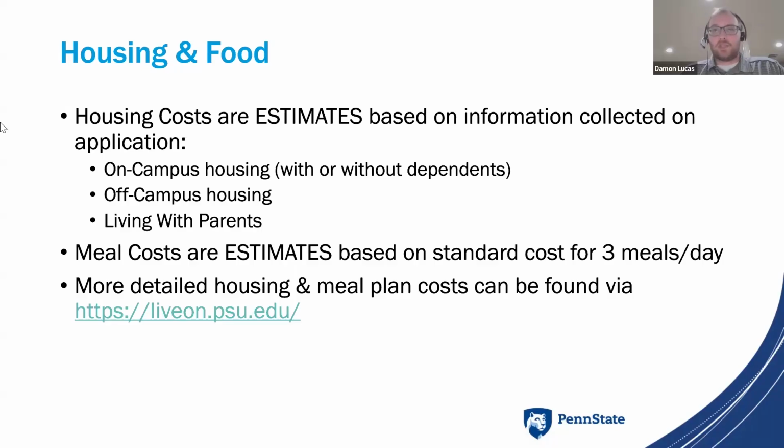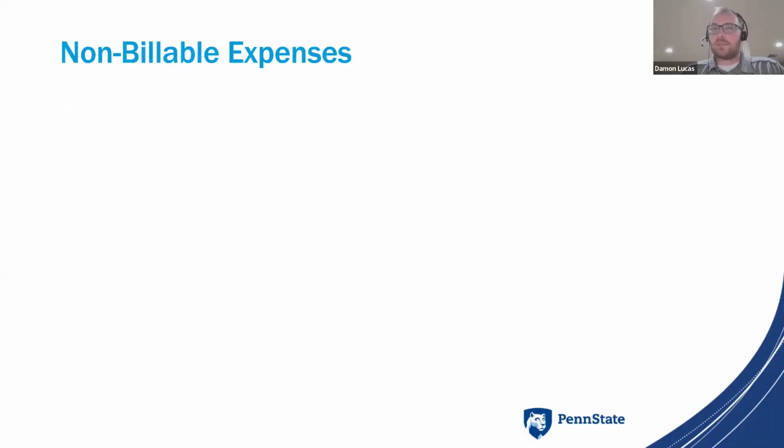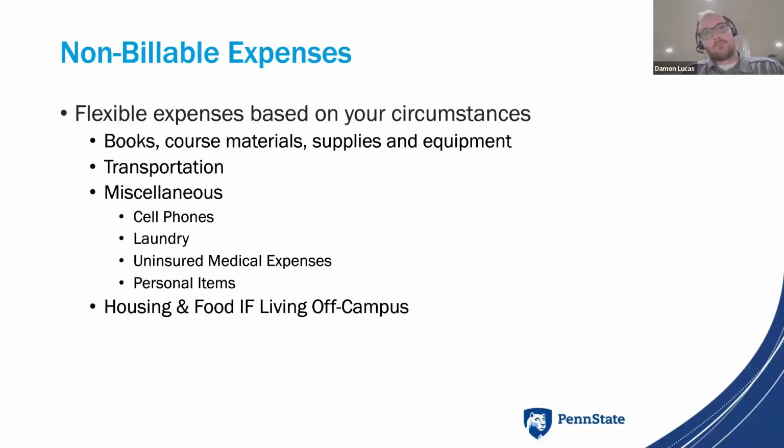So next we're going to go over those non-billable expenses. I touched on it briefly at the start of the presentation. These are flexible expenses based on circumstances. So books, course materials, supplies, and equipment. A lot of folks will ask us how much their books are going to cost. We unfortunately don't know that information because it can vary depending on courses. So that's where we put that as a non-billable expense, because we have no way to accurately know that to bill.